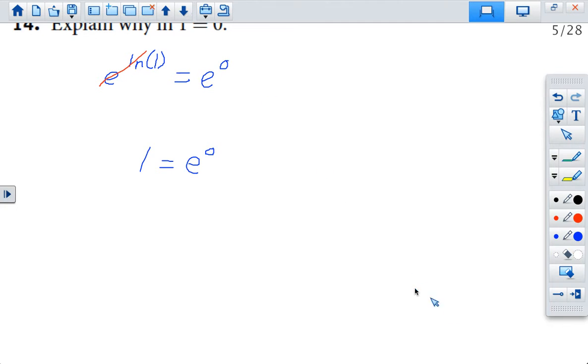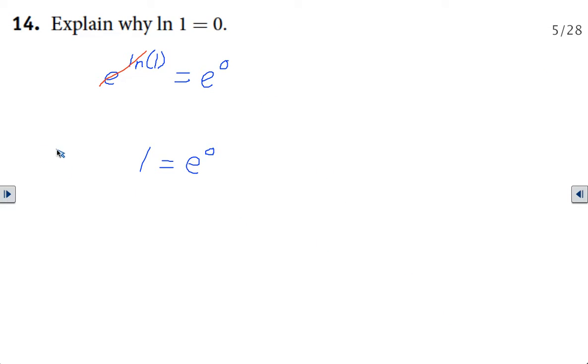That's the basic properties of exponents. For problem 14, explain why natural log of 1 equals 0. Probably the easiest way to explain it is to convert it to an exponent or an exponential function, or in other words, get rid of your natural log here. We do that by putting the natural log of 1 as the exponent of e. Okay. Whatever we do to one side of the equation, we have to do to the other side. And then e raised to the 0 power is going to equal 1.